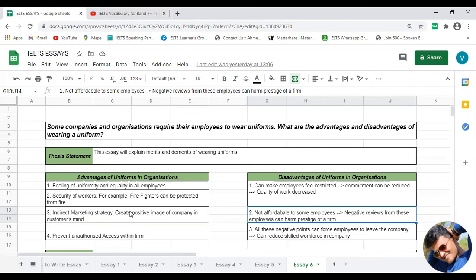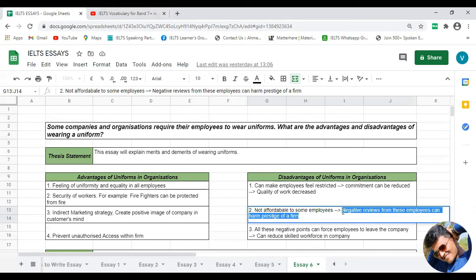So if those kinds of employees are not able to wear a uniform, then slowly and negatively they can provide negative reviews of this kind of policy of that firm within the market. And if these negative reviews spread within the market, then the prestige of that particular company will be hampered. It means that its reputation within the market will be reduced. And if that is the case, then in the longer run the overall business of that firm will be reduced.